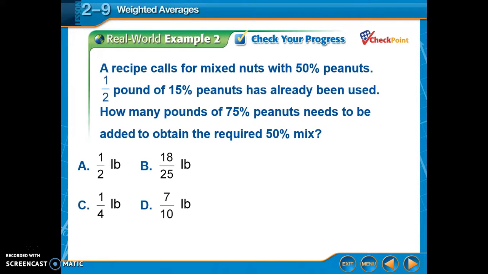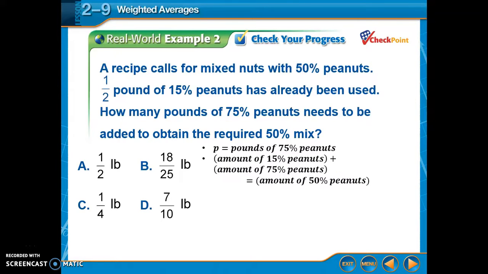So here we got a bunch of peanuts. We have 50% peanuts, we've got half a pound of 15% peanuts, and we have 75%, we're going to add 75% peanuts. How many pounds do we need to make 50%? Okay, so again, I'm going to help you with the setup. First we need P pounds, right? P representing the pounds of the 75% peanuts. Then we're having the amount of the 15% peanuts plus the amount of the 75% peanuts, making a half mixture, 50% peanuts.